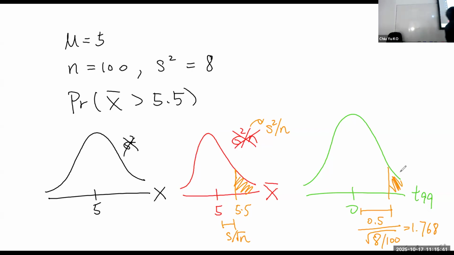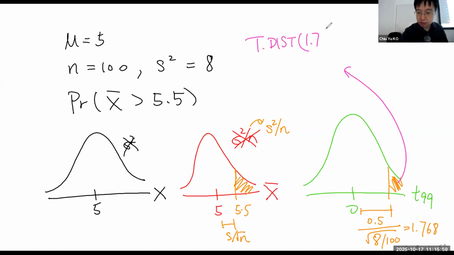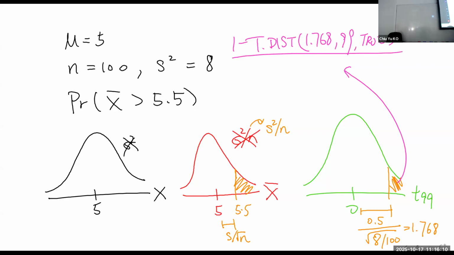And we want this area. We know the area on the left-hand side: T.DIST of this number, 99 degrees of freedom, TRUE. So 1 minus that is the answer. The answer will be T.DIST of 1.768, 99, TRUE, but remember this is the left-hand side, so 1 minus it is the answer. That will be equal to the answer that we want.